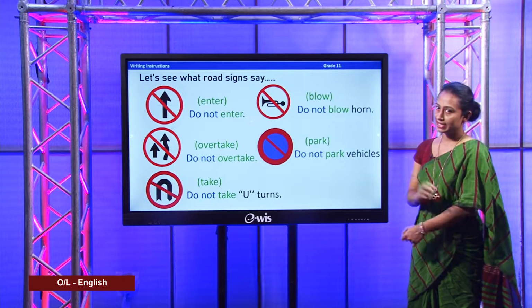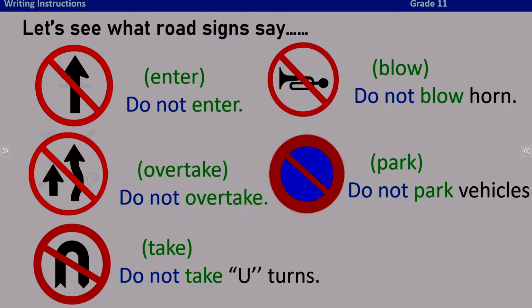So we have already discussed the first sign. Now we will see the second one. The verb is given as overtake. So what is the sentence? Do not overtake. Third one, verb is take. Do not take what? Do not take U-turns. Next one, verb is blow. Do not blow horn. And the last one, verb is given as park. Do not park vehicles.